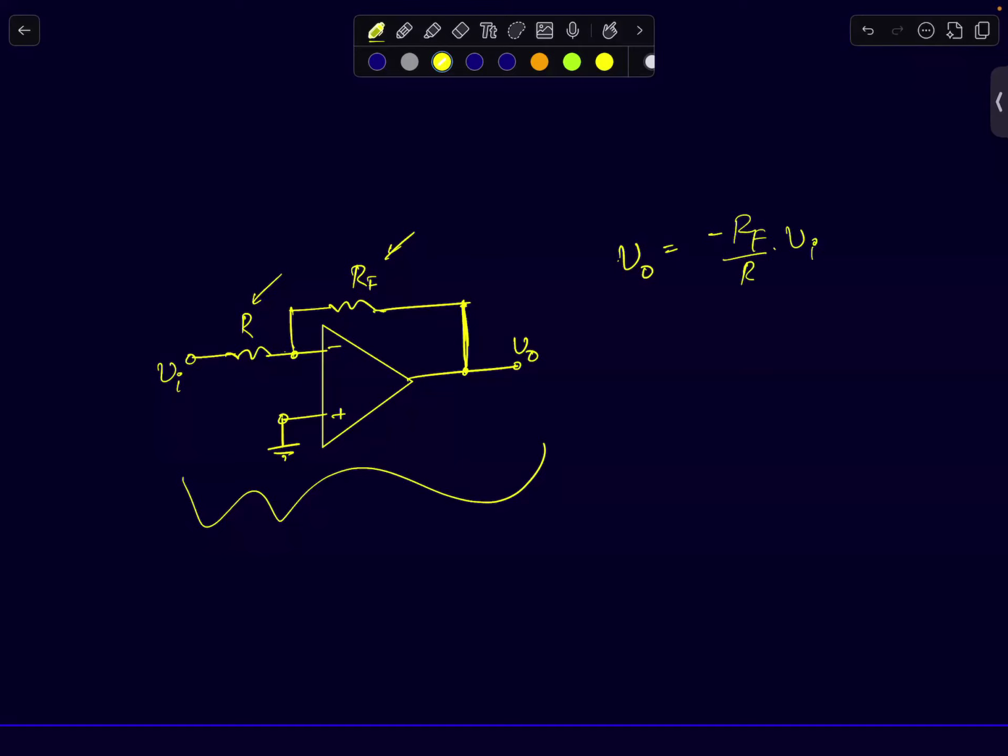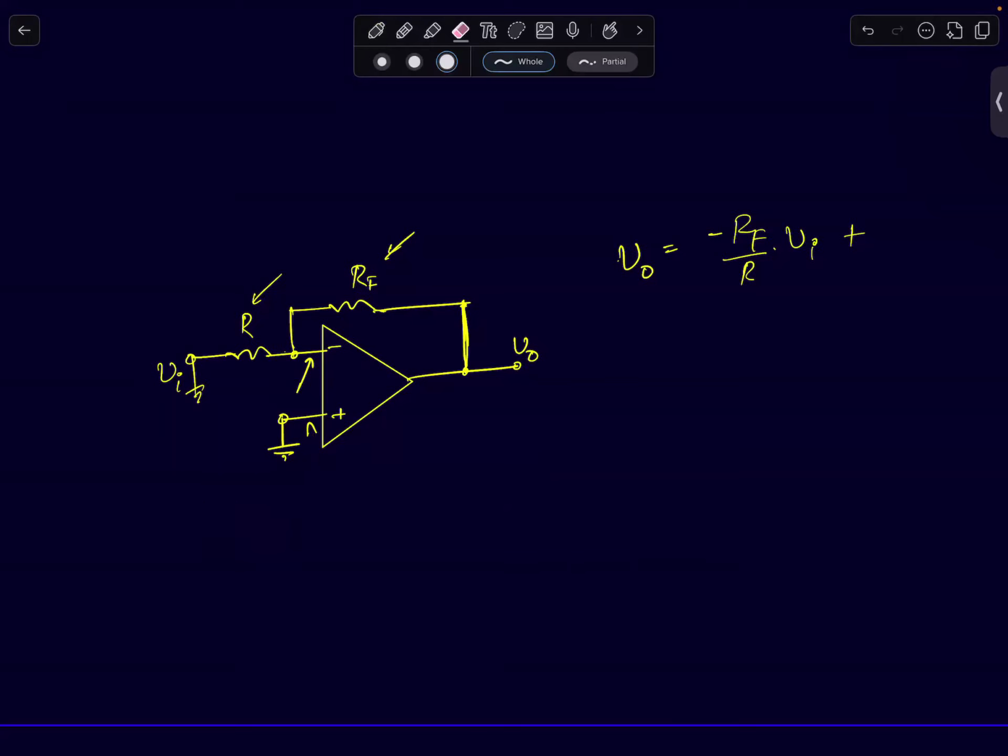Now let's assume noise is present, but input signal is 0. What will be the transfer function for the noise? Model the noise wherever it is convenient to you. I can model it in series with the minus terminal, or in series with the positive terminal. Here it is convenient to model it in the positive terminal. So I can simply write noise here. If I model noise at this point, then the voltage gain for the noise is 1 plus RF by R times Vn.